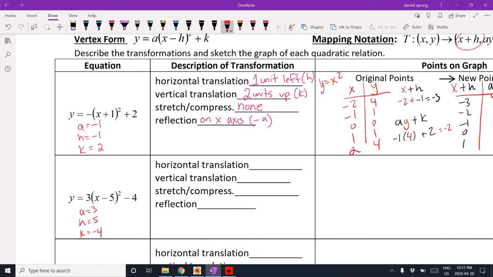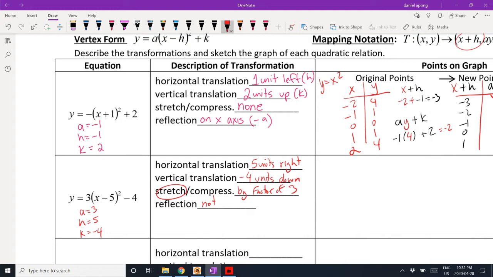So what this means is we're going to have a horizontal translation, 5 units right, because it's +5. Our vertical translation, down 4 units. We're going to have a stretch because our a value is equal to 3, so by a factor of 3. That's going to be a stretch because the absolute value is not a fraction, it's bigger than 1. And there is no reflection for this one, because a is positive, so we know it's going to open up.